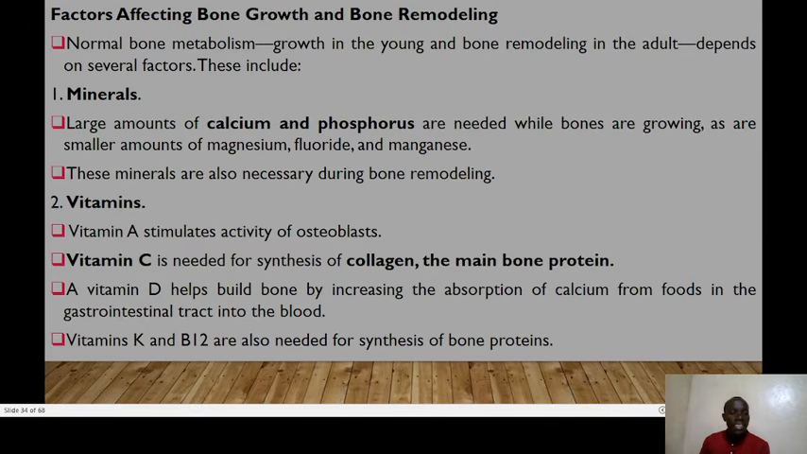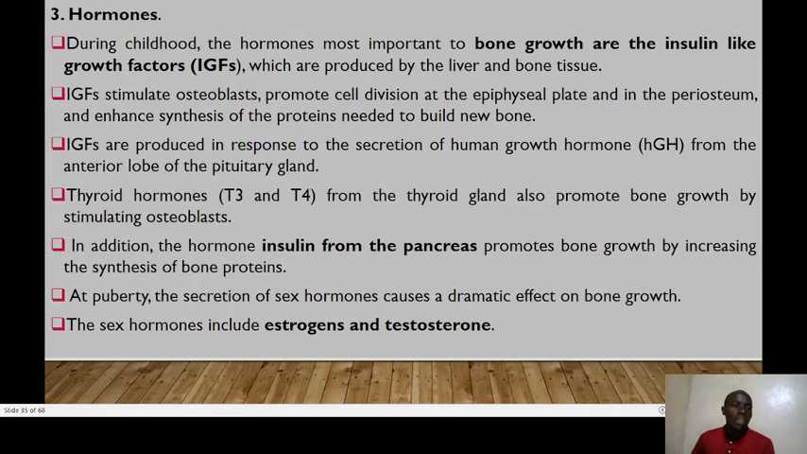So vitamin D helps build bone by increasing the absorption of calcium from foods in the gastrointestinal tract into the milk. Vitamin K and B12 are needed for the synthesis of bone proteins. About hormones, during childhood, the hormones most important to bone growth are insulin-like growth factors, the IGFs, which are produced by the liver and bone tissue.